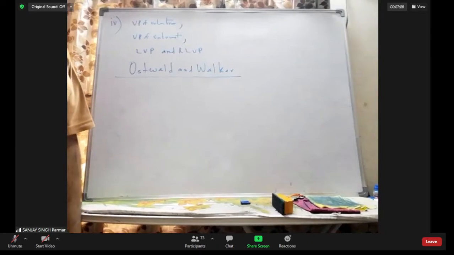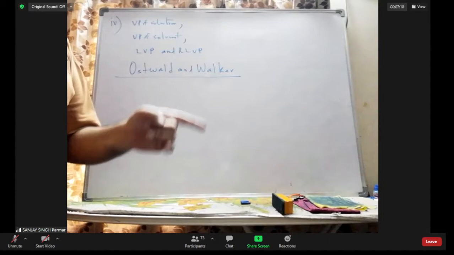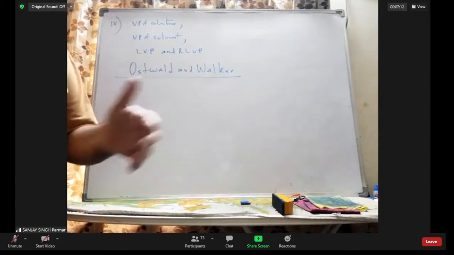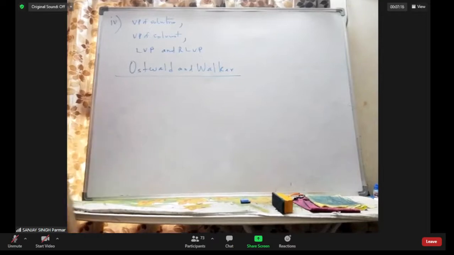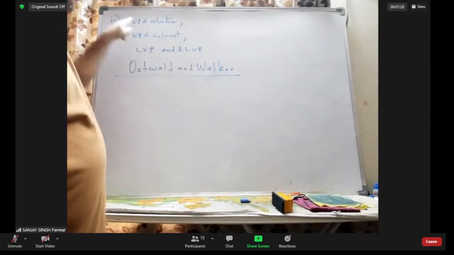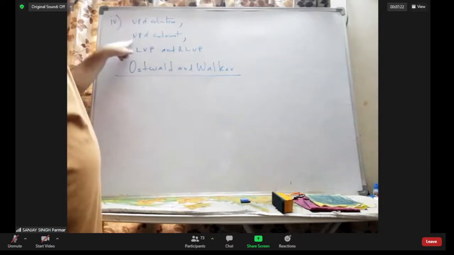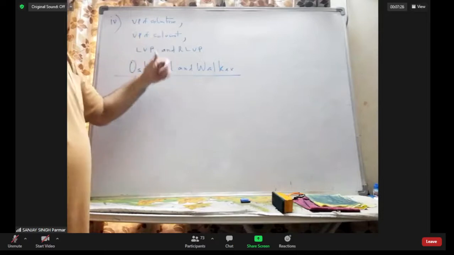So now I am giving you brief information regarding the Ostwald and Walker method, which is not there in the syllabus, just to solve that one question from the Akash book. This concept I am teaching you. The Ostwald and Walker method helps us to calculate vapor pressure of a solution, vapor pressure of a solvent, lowering of vapor pressure, and the RLVP.